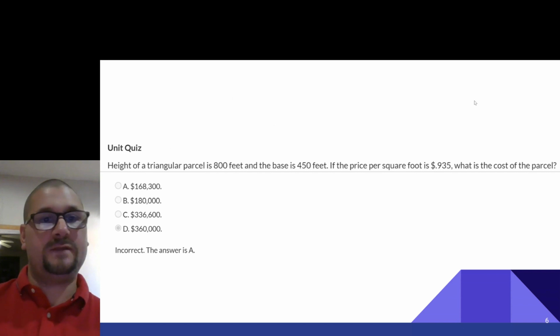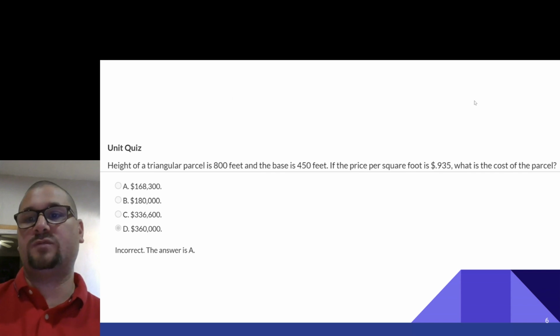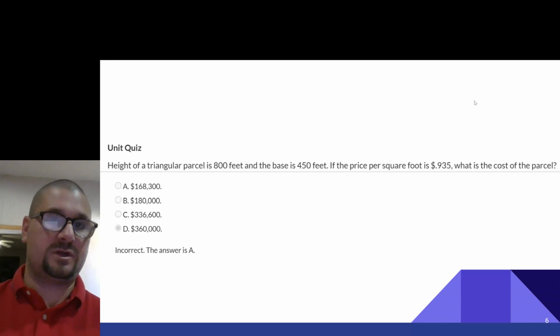All right, the height of a triangle parcel is 800 feet, and the base is 450. If the price per square foot is 0.935, what's the cost of the parcel? So first, calculate the area of the triangle. It's 1/2 times the base times height, and then multiply by the price per square foot. You get the answer.